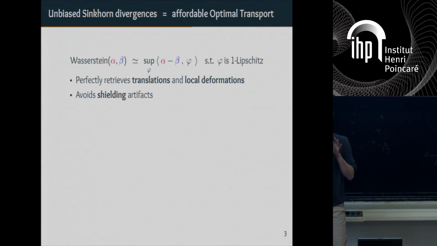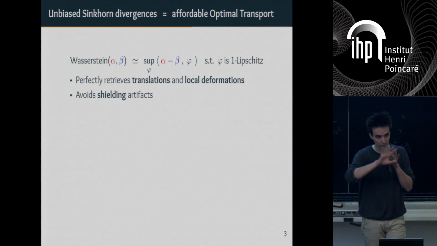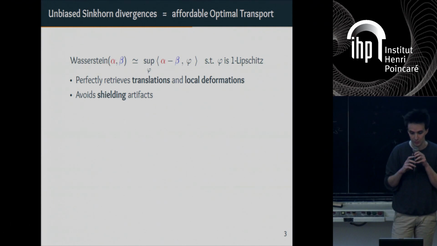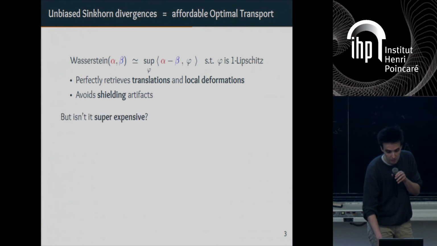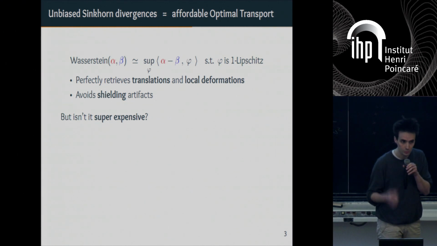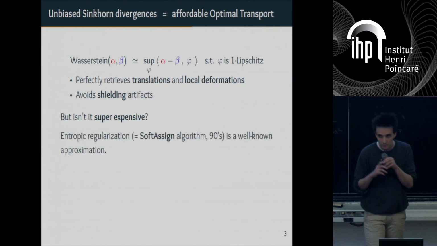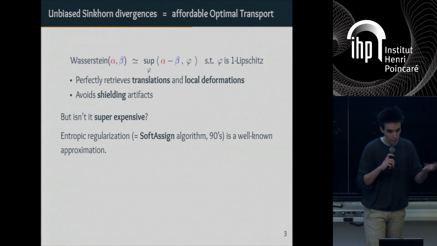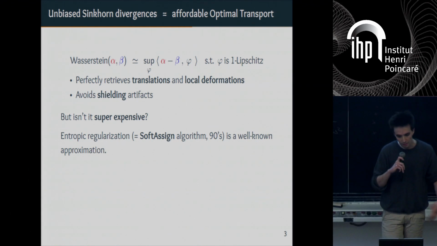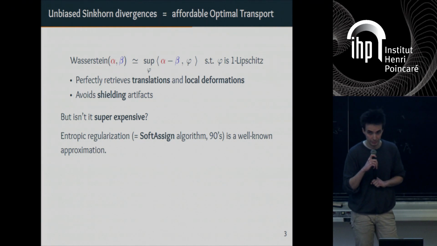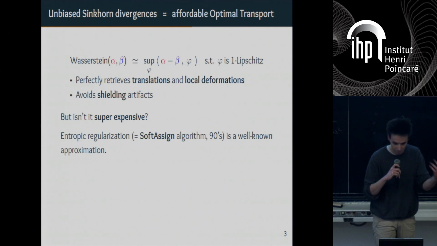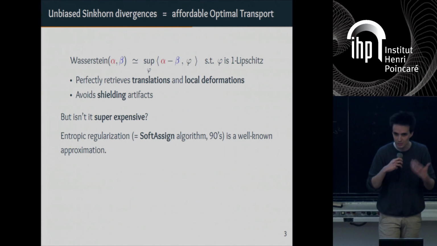Okay, if your shapes are not well registered, you know that you're going to retrieve the translation and local deformations. So basically, you avoid the shielding artifacts. But the problem is that it's supposed to be super expensive, right? Now, fortunately, there are good heuristics, good approximations to compute optimal transport distances. The most famous one is entropic regularization, which dates back to the work of Schrödinger and was rediscovered several times in physics, computer vision, and recently in machine learning. What this means is that, okay, in the last 5 years or so, we've all rediscovered the wheel several times.